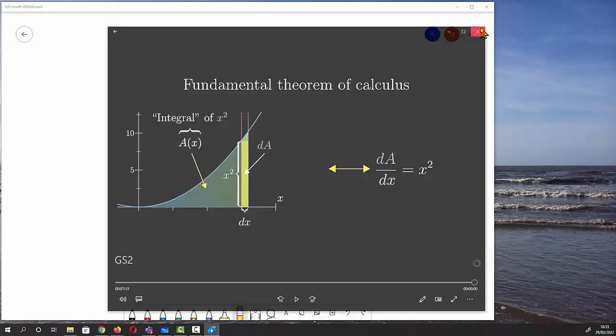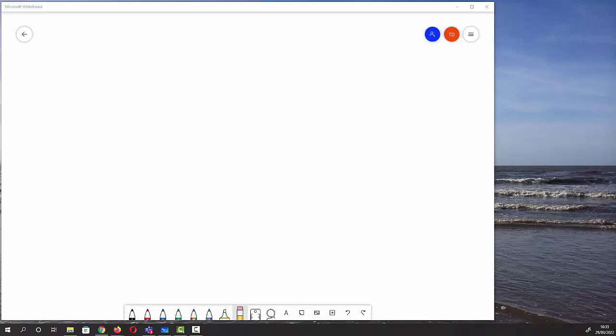Okay, so the final thing that I want to do today is a bit of practical applications. So imagine we've got a cone like so.